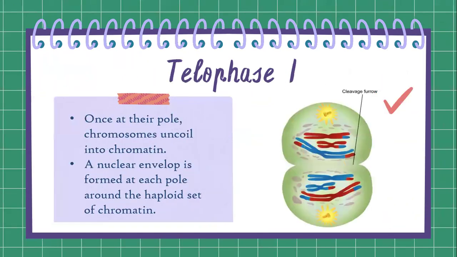Now the last phase of karyokinesis is telophase. Telophase is actually the reverse of prophase. You saw it in mitosis. Once at their poles, chromosomes uncoil into chromatin. Condensation converts back into decondensation. You can see the chromatin fiber, and obviously the nuclear envelope will appear, so we are unable to see the chromosomes now, because the cell is not dividing at this time.